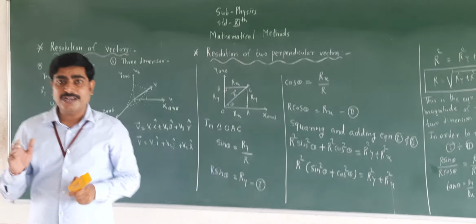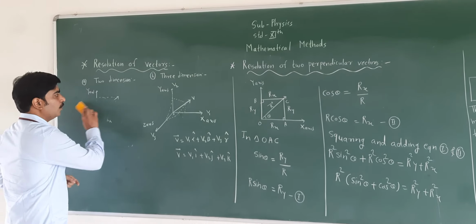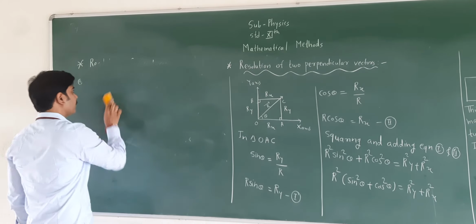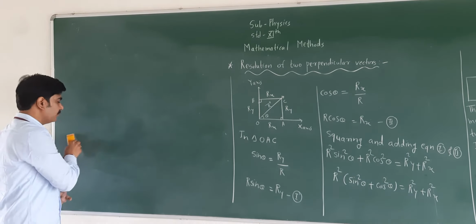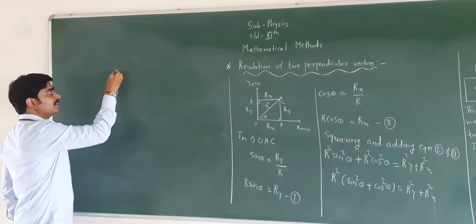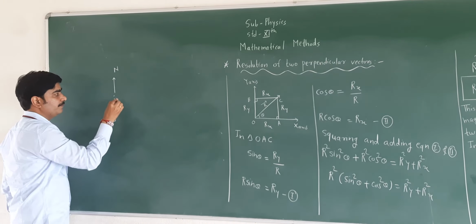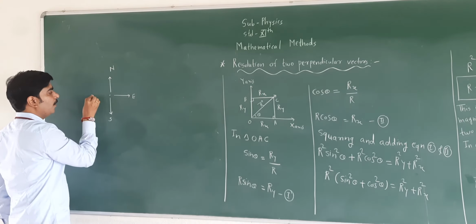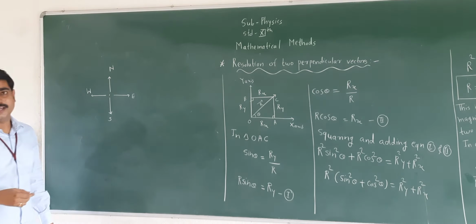Okay friends, regarding the CET examination, some questions may be created here. So I am going to explain that point. If the question is based on directions, then remember the directions. Upward direction is considered as north, downward south, here east, and here west. So this will indicate the direction.